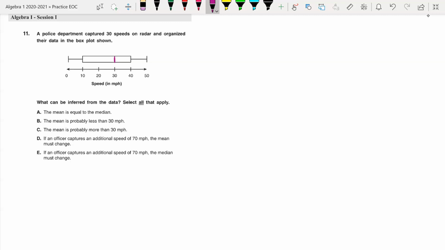The mean is probably less than 30 miles per hour. Again, the median is that line right there. That's the middle, which means there's skewed data here, which means the mean is going to be less than that middle part. So the mean is probably less than 30 miles per hour. We could probably assume that's true because there's more numbers here represented by this box than there is to the right side of it, which means it's got to be less than the middle part, which means C is not true.